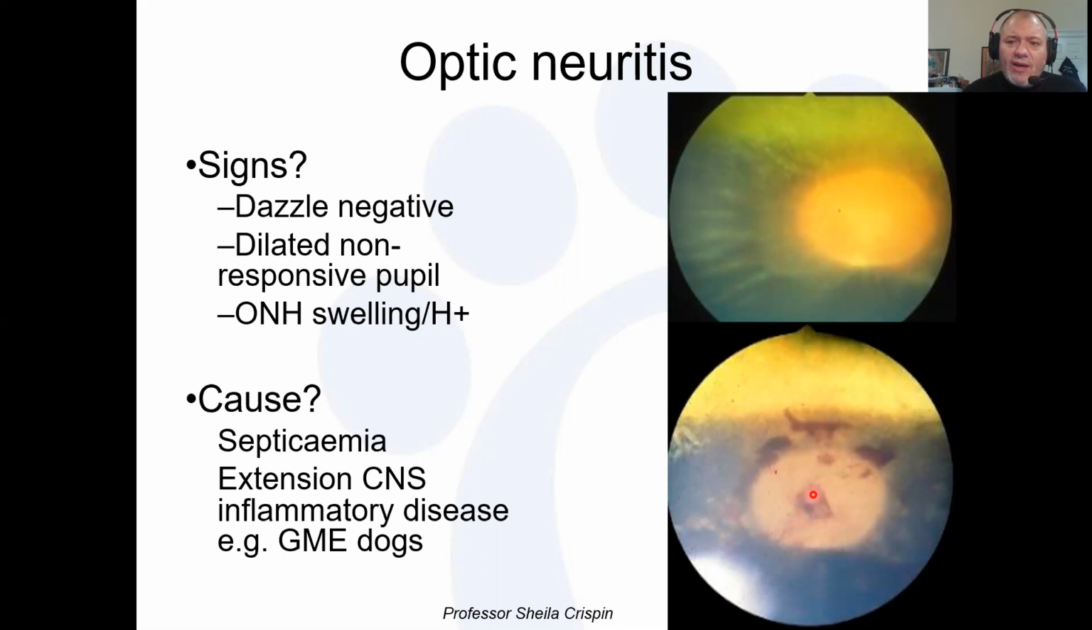But the optic neuritis cases may or may not have a swollen optic nerve head. With the swollen optic nerve changes, it makes the diagnosis easier, but without the optic nerve changes, we can still see optic neuritis, in which case they look similar to SARDS cases, and the ERG is helpful for us to differentiate the two, because in those cases the retina itself is normal. It's just the optic nerves, so they will often retain their ERG. Lots of causes. It can be extension of central nervous system disease or septicemia. Focal GME is probably the commonest reason we would see optic neuritis in our patients.